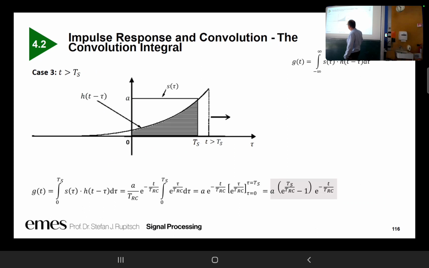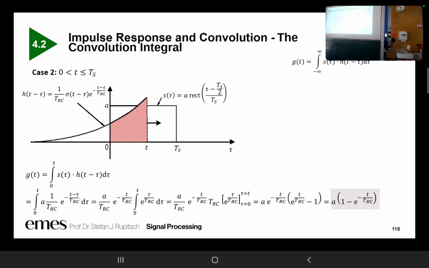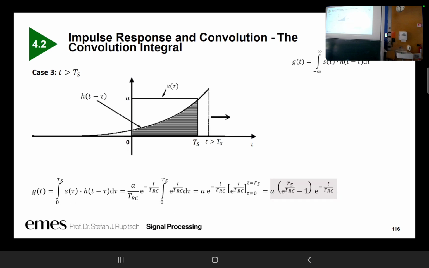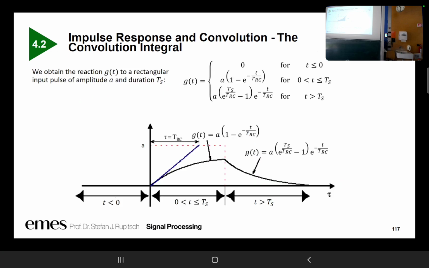And the third case is this one. We have here this leading area of our impulse response, which in this case is already leaving the input signal, and the hatched area gets then reduced. In the previous case, the hatched area gets increased with increasing time t, but here the hatched area gets reduced again. Okay? And this is then the resulting formula in this case.